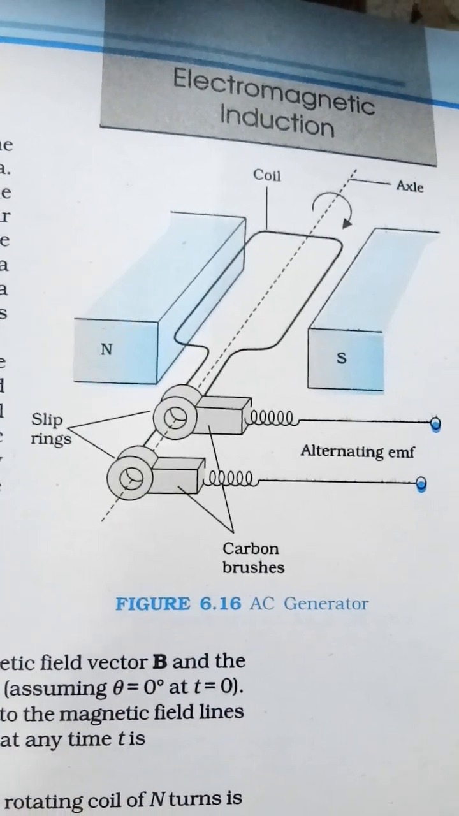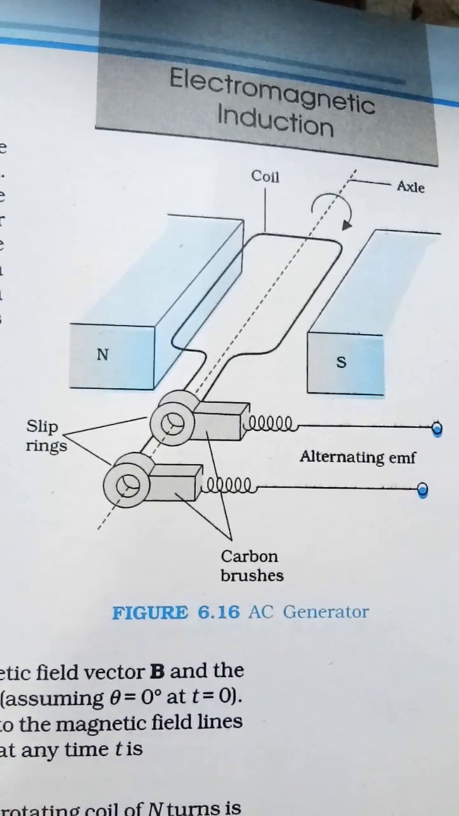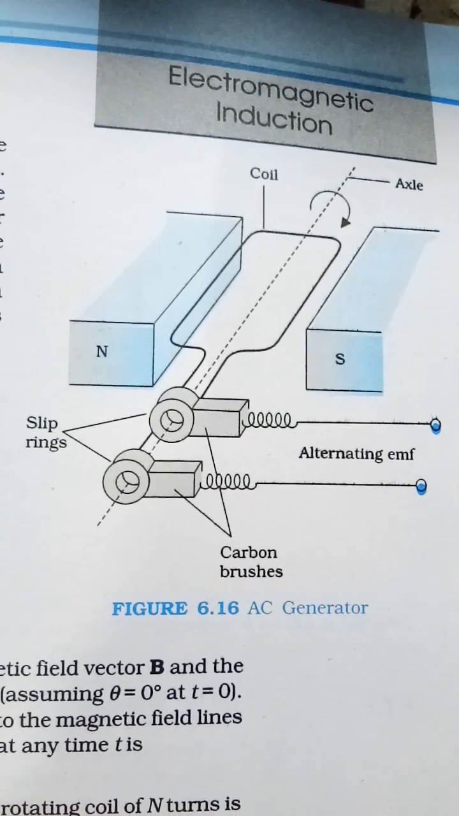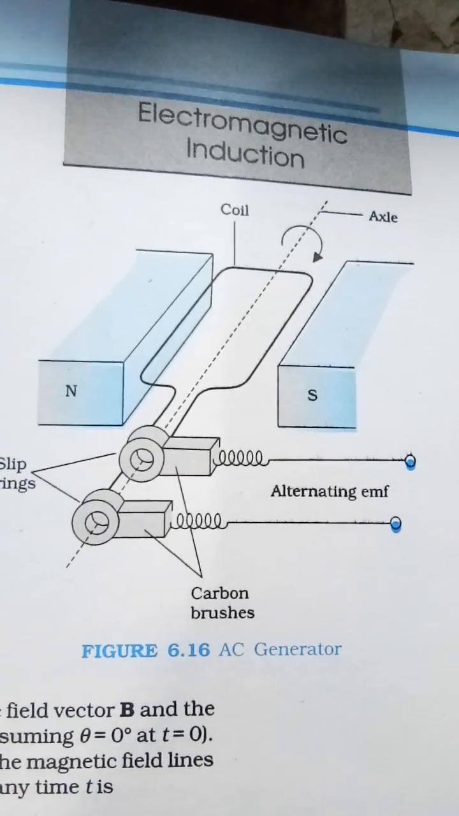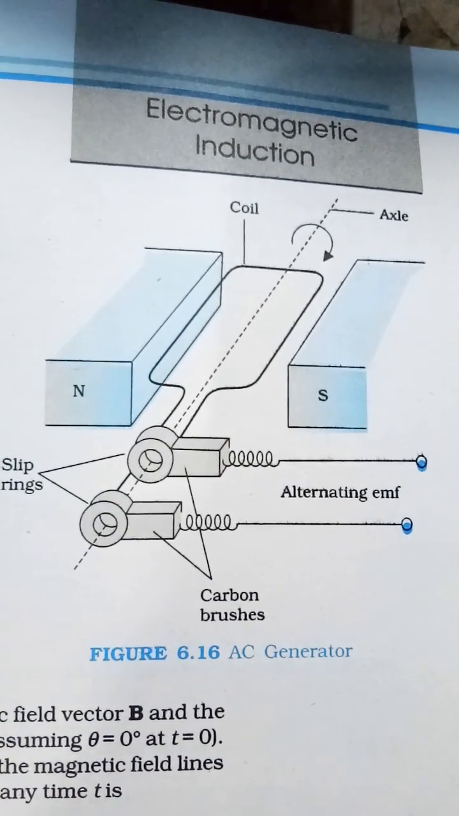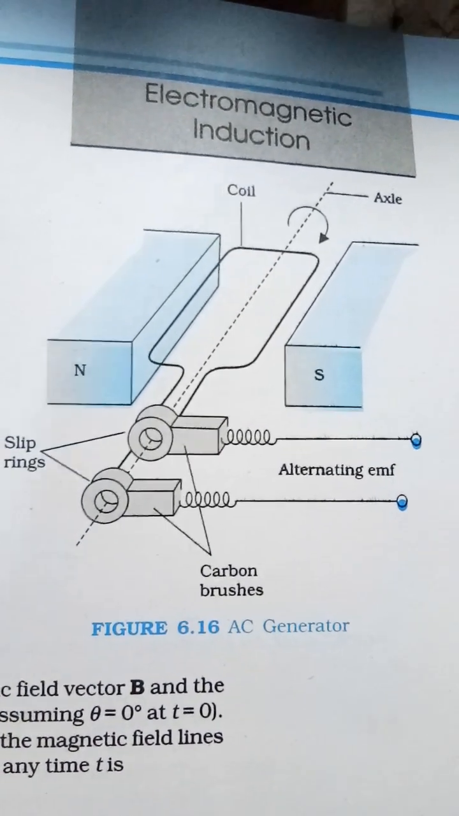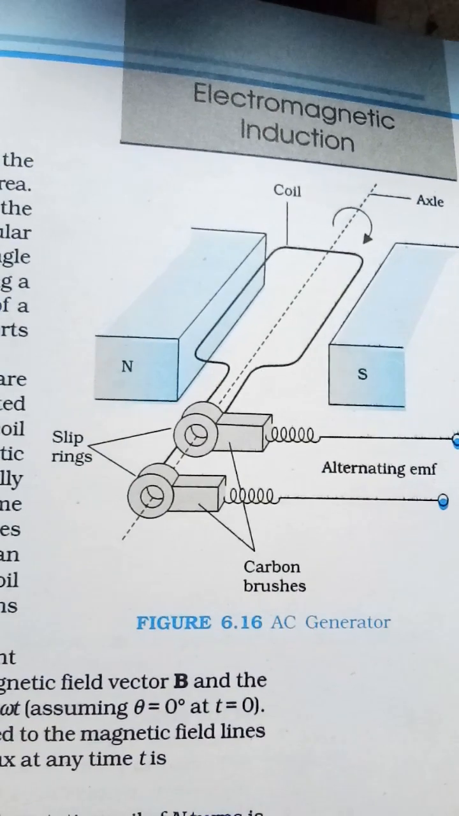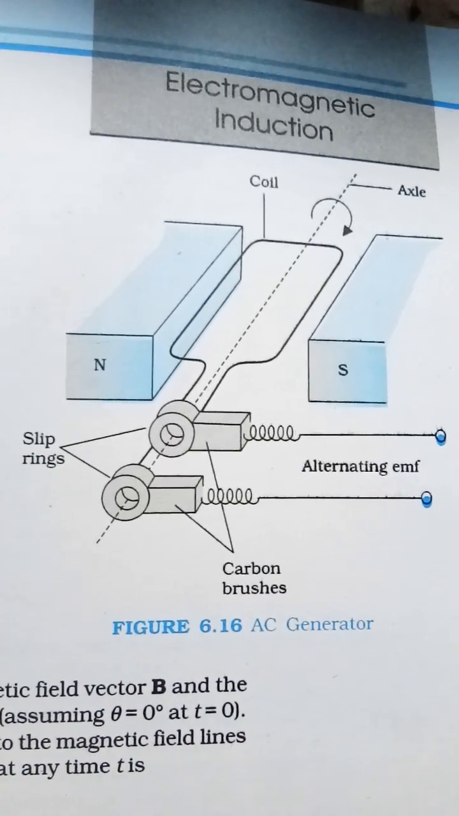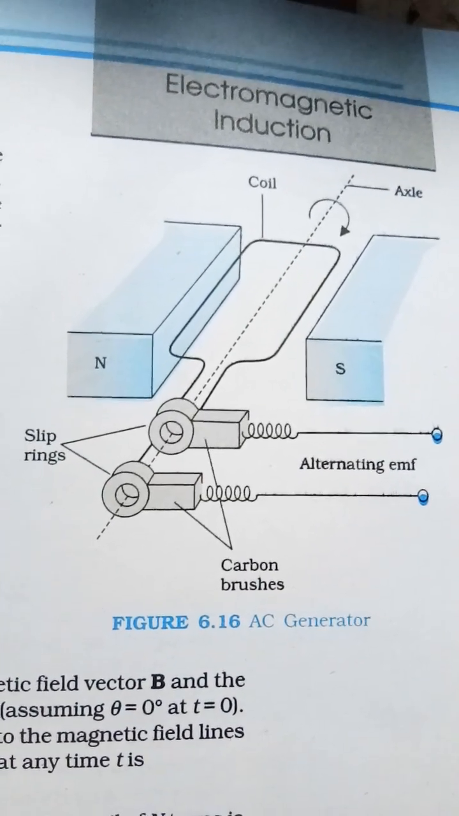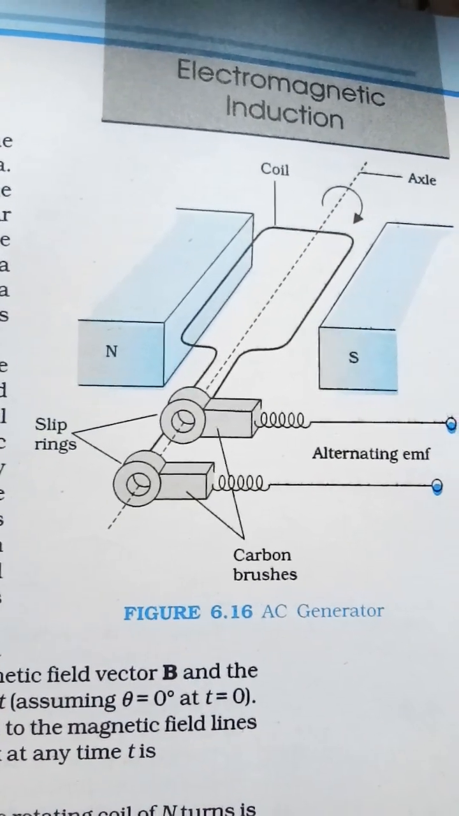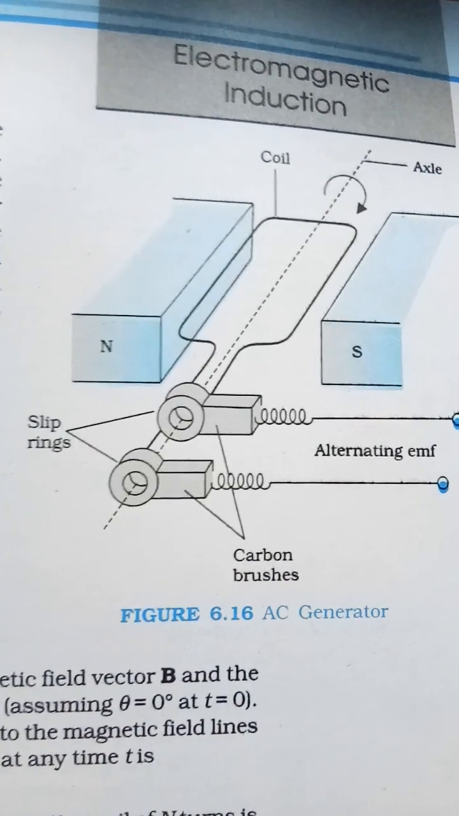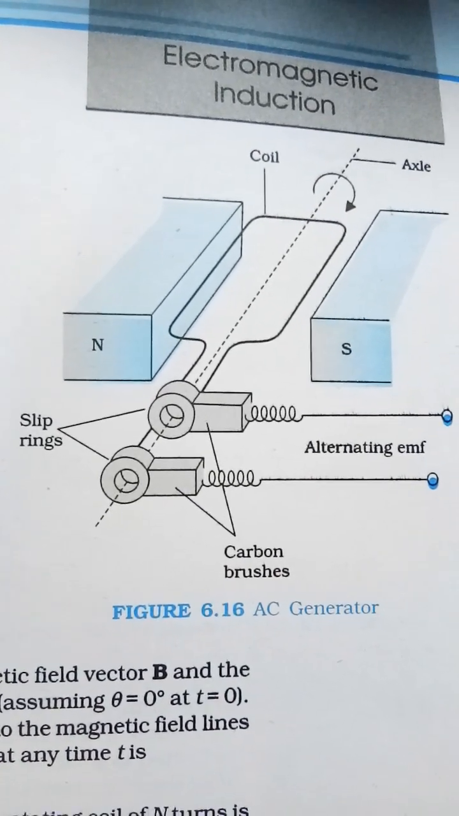You will see the slip rings, alternating EMF, electromotive force, and carbon brushes, axial coil, and north-south. You will see here the magnets. Then when you study this topic, you will find the generators. How do generators work? You will understand when you study.